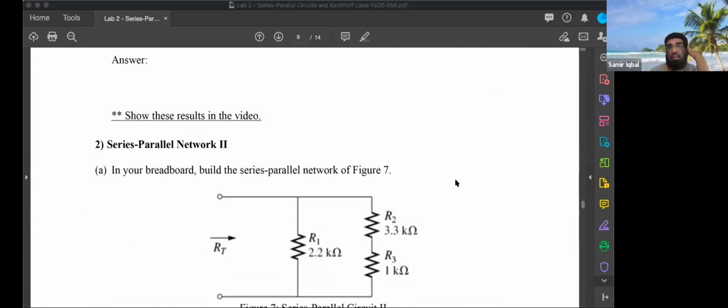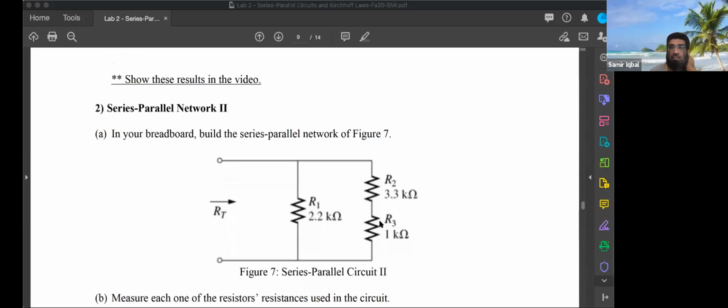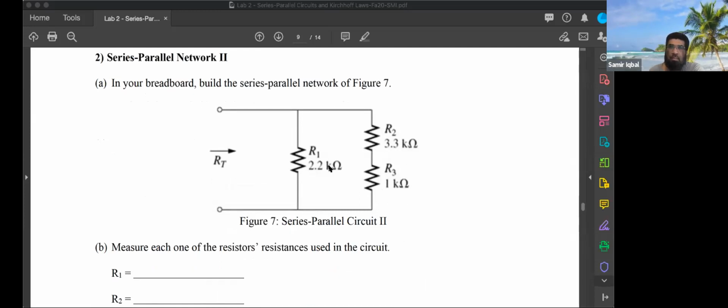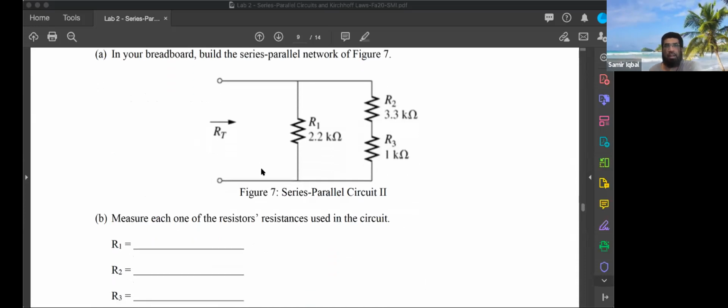Now we have the series parallel network. Two resistances in series, and then those two are in parallel with another one. If I look from here, how do I get the RT from these three? Which one do I solve first? We'll always start with the smaller network. So two in series, add them, and then we'll deal with them two in parallel, and that will give me RT.